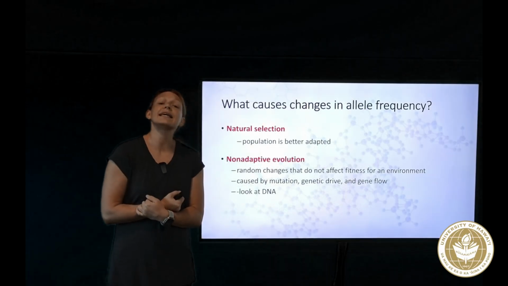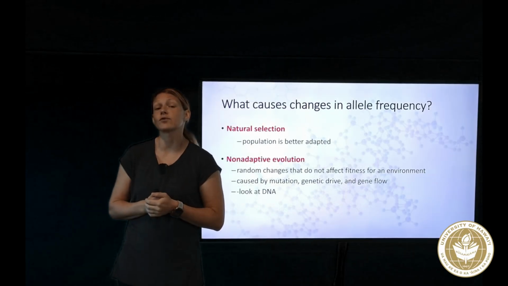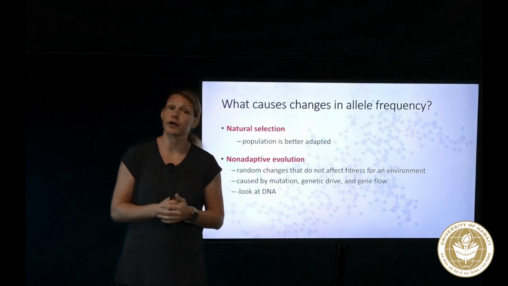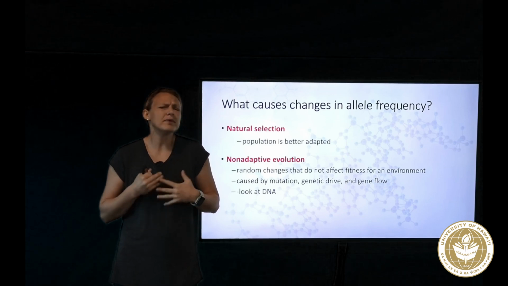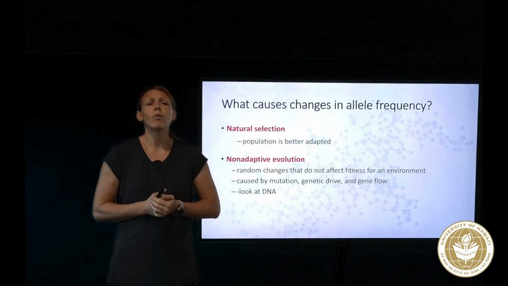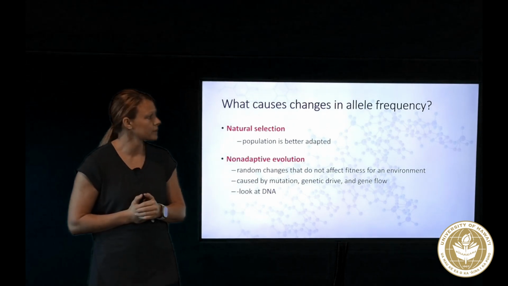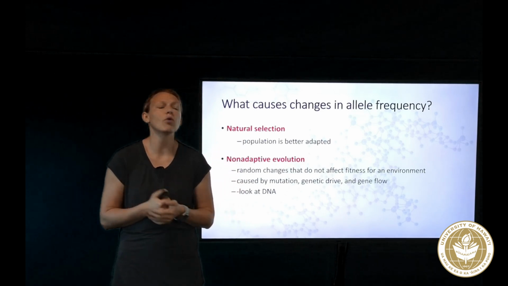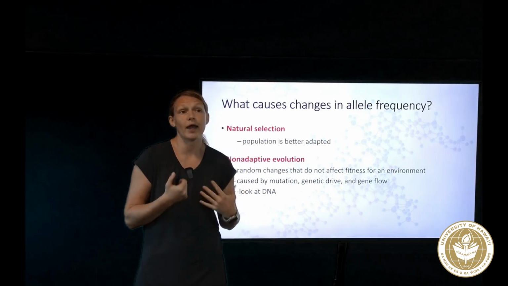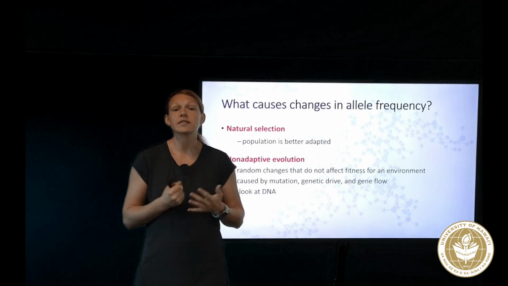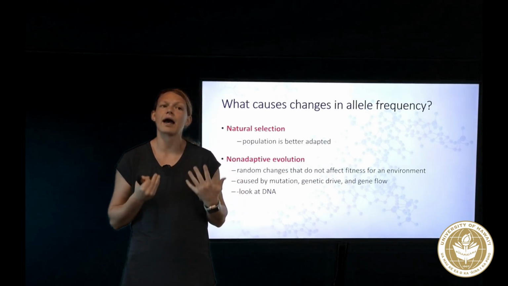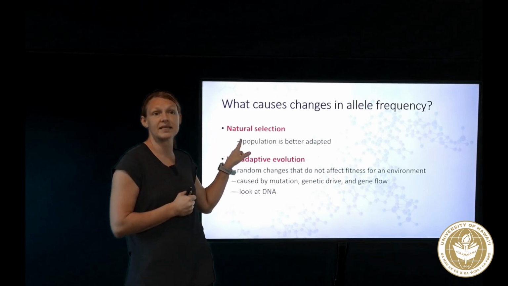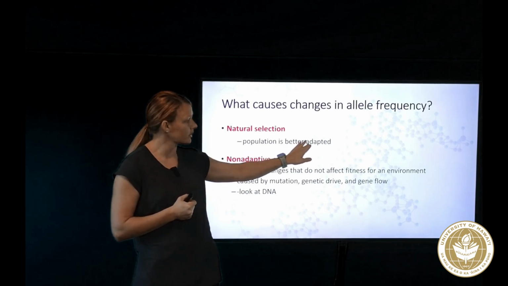So what exactly causes these changes in allele frequency? We looked at the definition of allele frequency. We know that a change in allele frequency leads to evolution, but what really causes this change? Well, one of these is something we talked about last chapter, and that is natural selection. Natural selection occurs when the population becomes better adapted. We already talked about this in depth last lecture, so we know we have natural selection. This is what we call adaptive evolution because we're becoming better adapted.